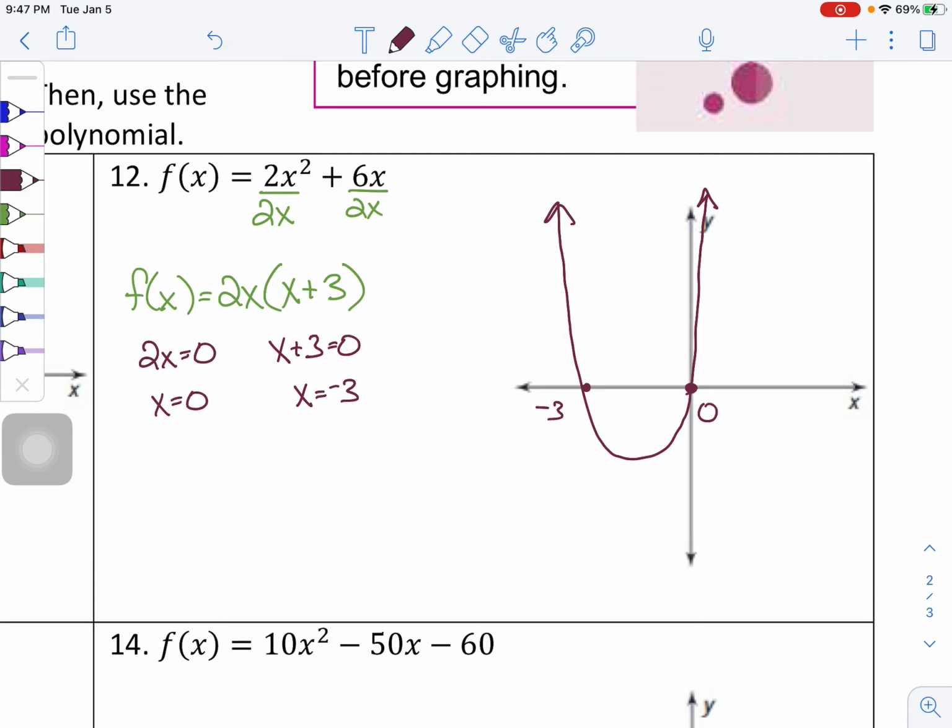Again, I'm not looking for perfection on these. It's just to get the feel for what the graph looks like. And then also understanding how those zeros and factors are related to each other.